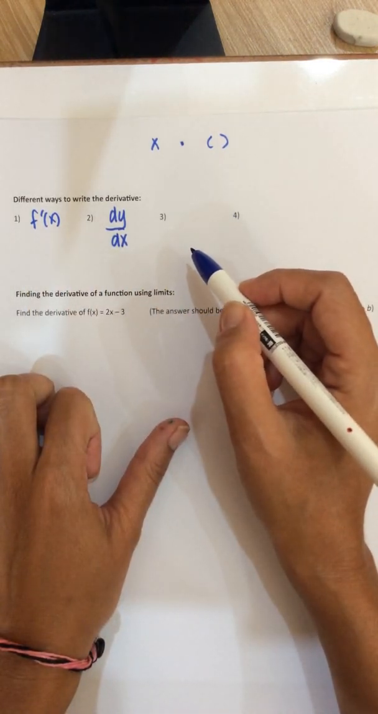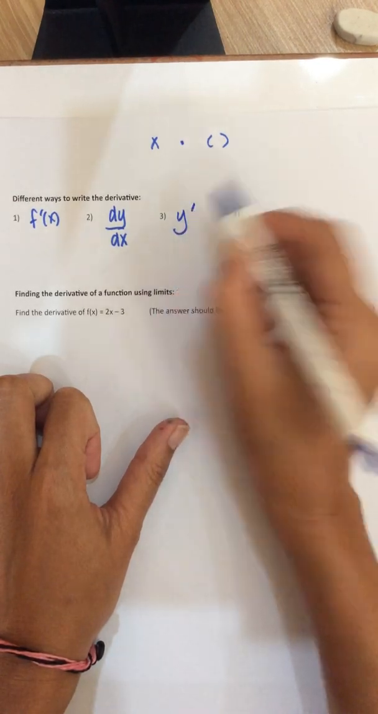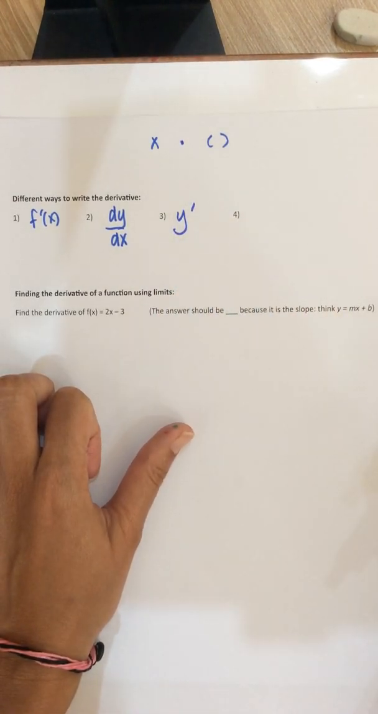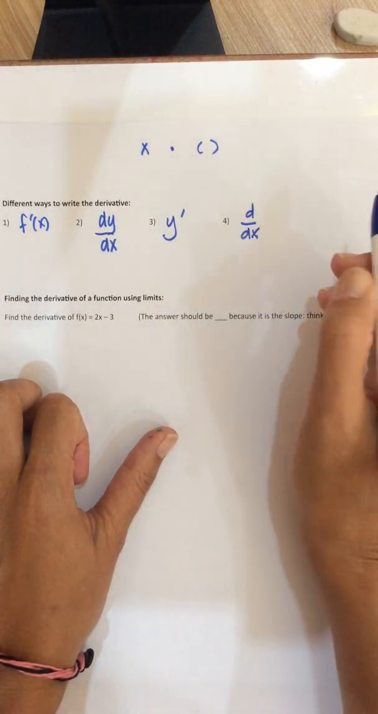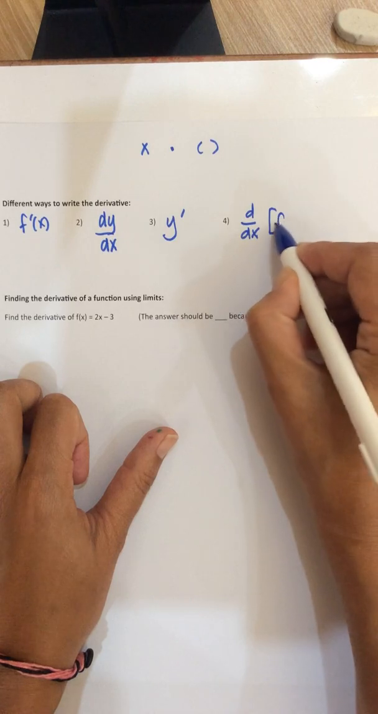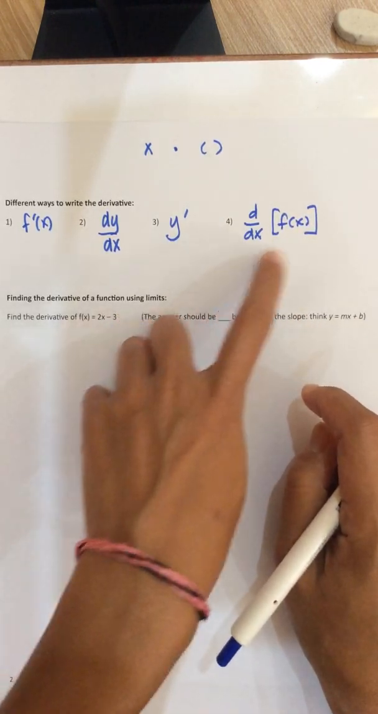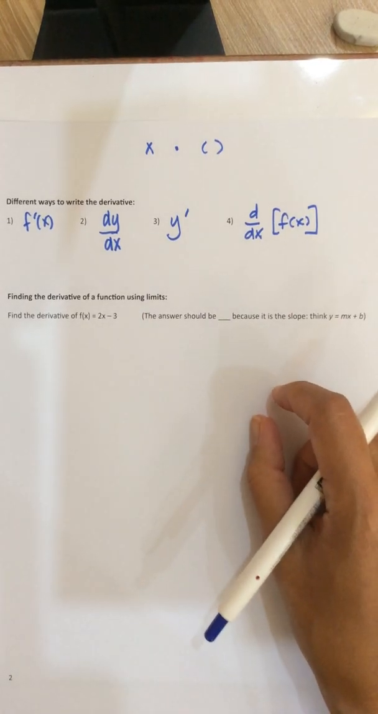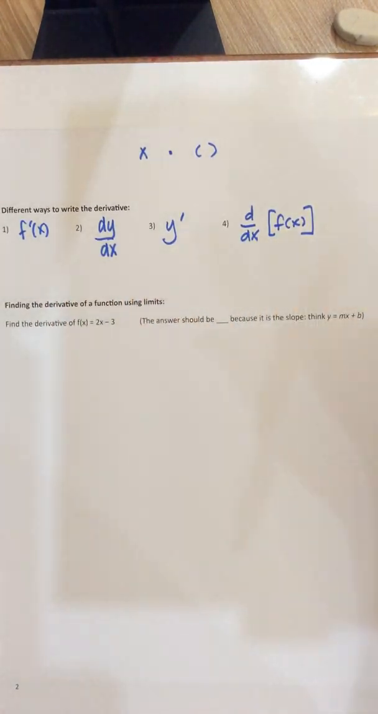Sometimes instead of saying f of x equals something, it will say y equals something. So in that case, you might see it as y prime. And then the fancy way, which you don't see that often, is like this. This just means the derivative with respect to x of f of x. So if something is telling you to find one of these, they're telling you to find the derivative.